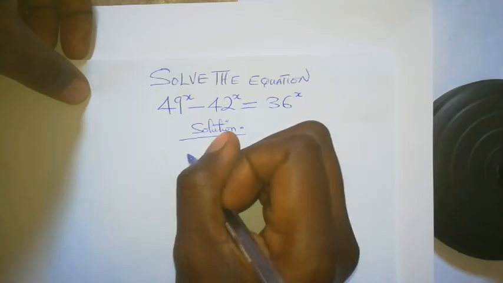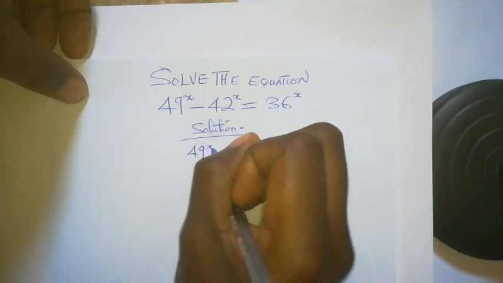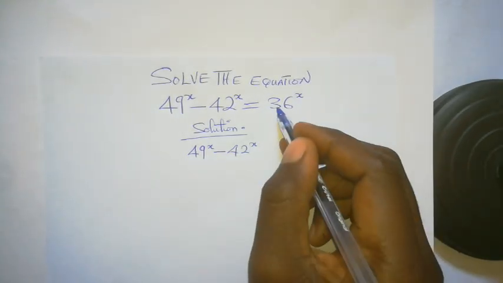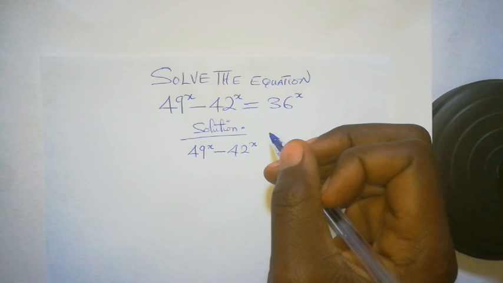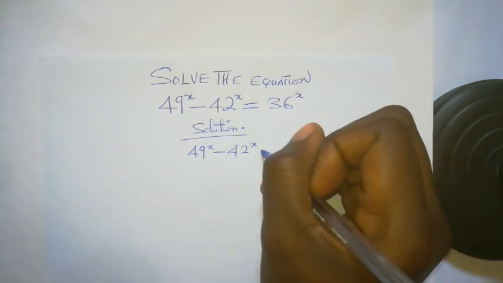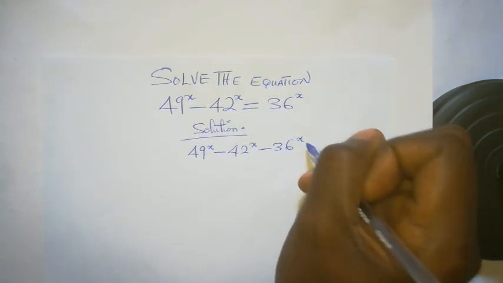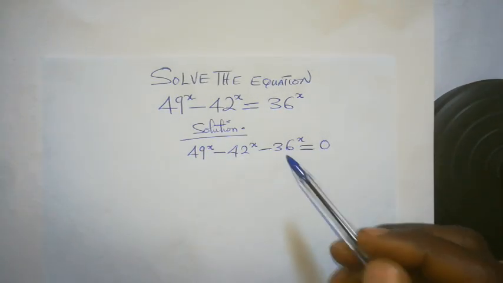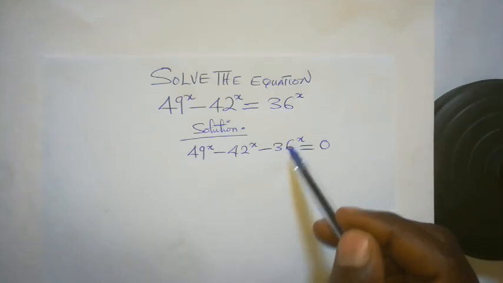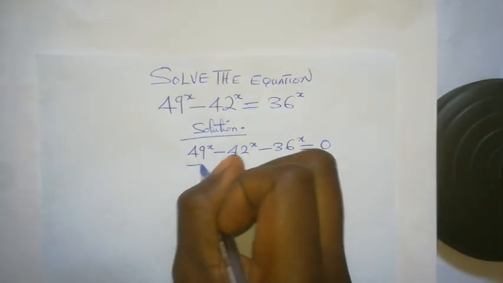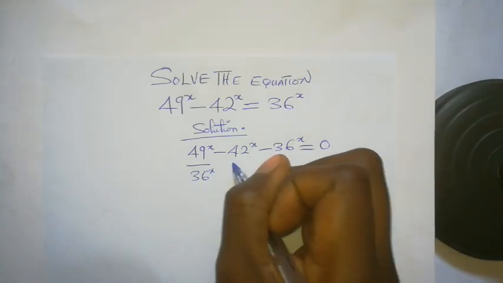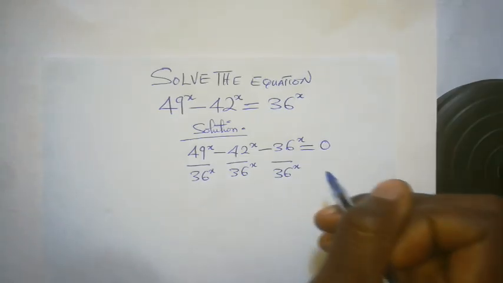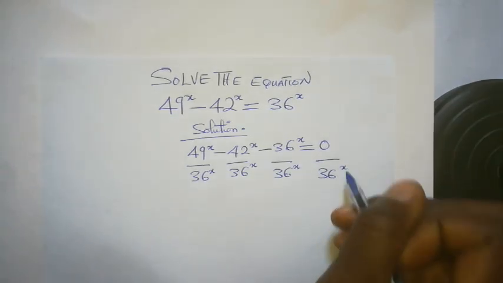You see, the first thing to do is, let's say we have 49 to the power of x minus 42 to the power of x. This is positive. If 36 to the power of x crosses the equal sign, we have minus 36 to the power of x, and it becomes equal to 0. So let's try and divide both sides by the smallest, 36 to the power of x.